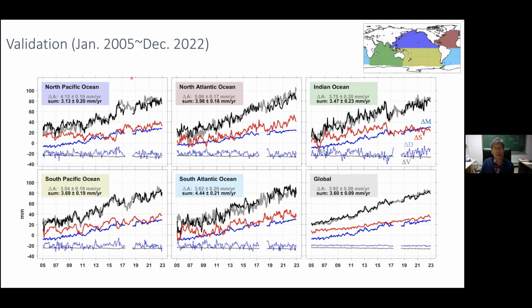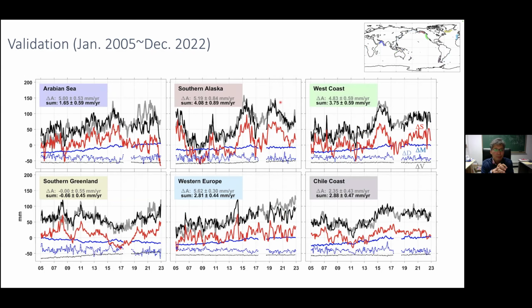Because those datasets extend until December 2022, we expanded the analysis until this time. So now for the global ocean, we have very nice agreement during the GRACE Follow-On period again. And we have quite good agreement in other basins, but still we have some issues in the North Atlantic Ocean. For coastal regions, we have good agreement during the GRACE Follow-On period in some regions, but still we have some issues like the Arabian Sea and Western Europe. So I think during the GRACE Follow-On period, after 2019, we have much room to improve in satellite altimeter data, steric data, and maybe GRACE Follow-On data. So this is an issue for sea level change studies.